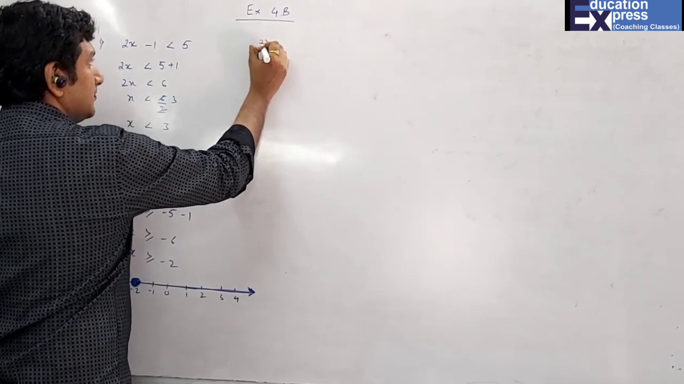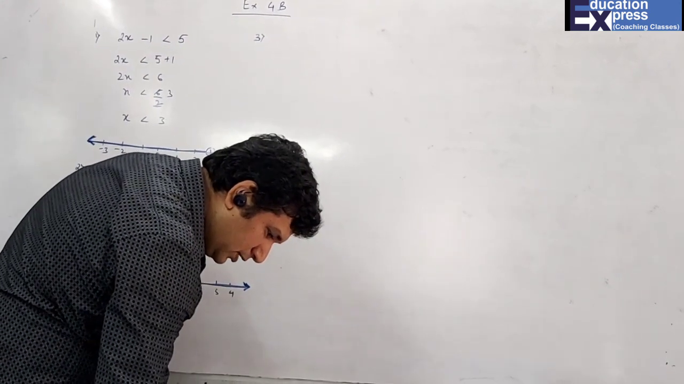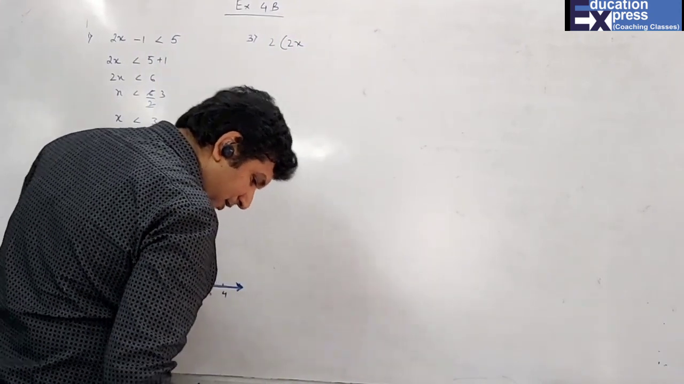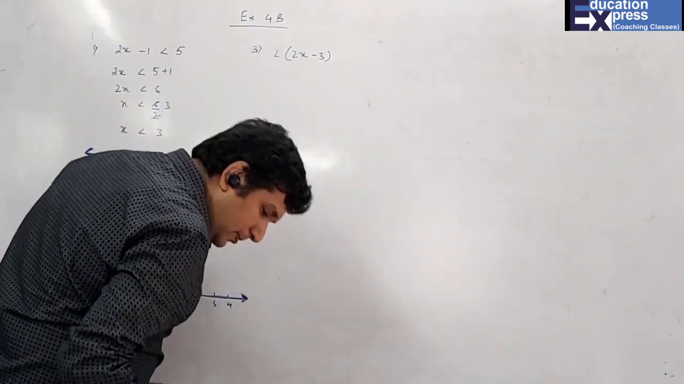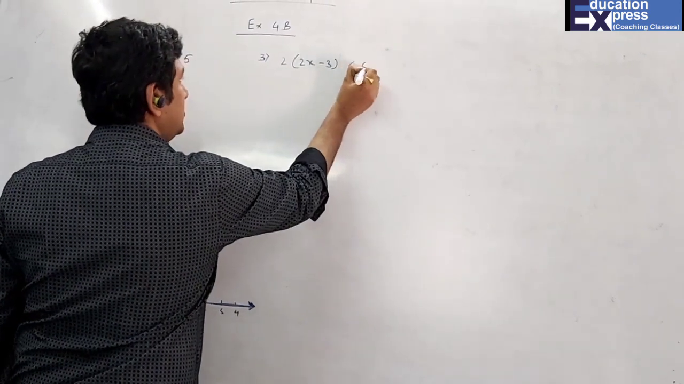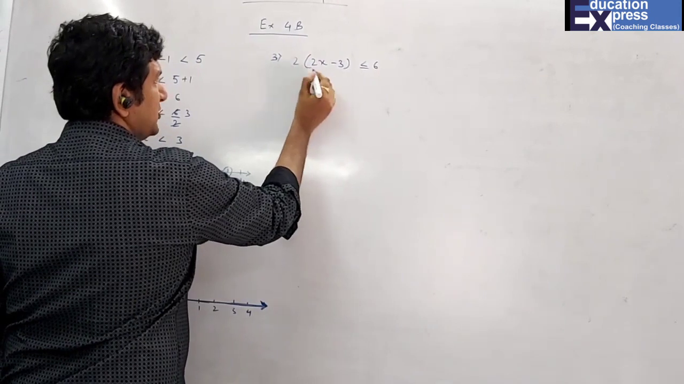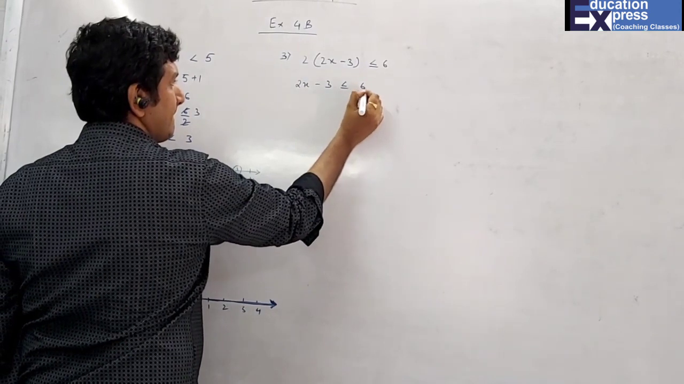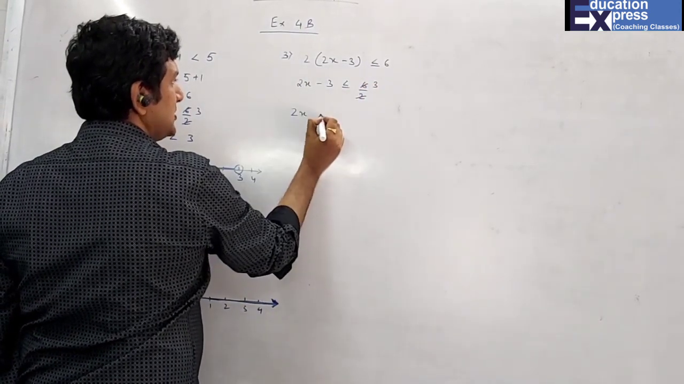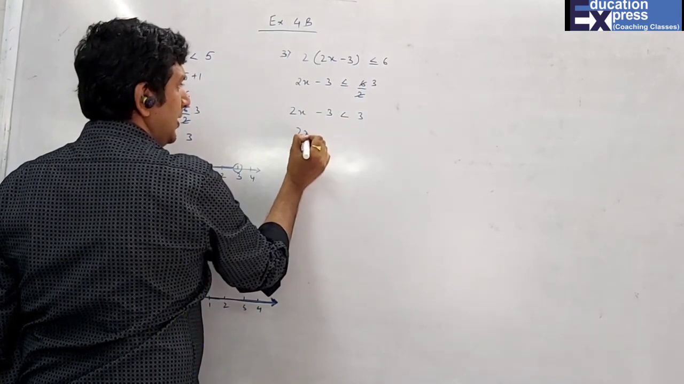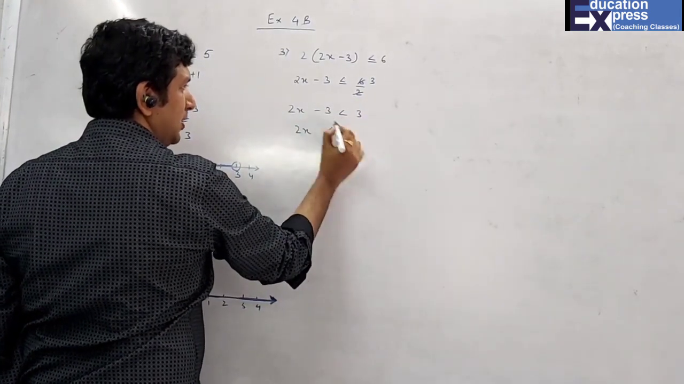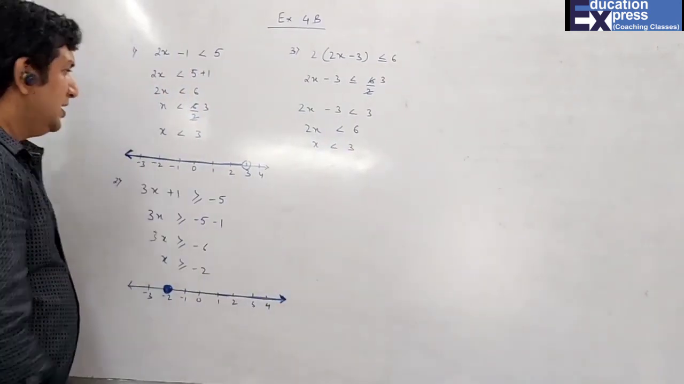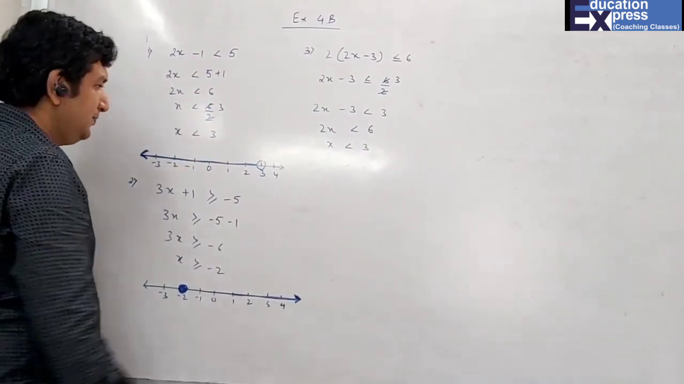Third part. 2 into 2x minus 3 is less than or equal to 6. So now, first of all, this 2 I can get directly over here, down. So now, 2x minus 3. So 2x, x is already positive, minus 3 will come here, plus 3, 3 plus 3 is 6. So x is less than 3. Can I say it's exactly the same? X is less than 3.